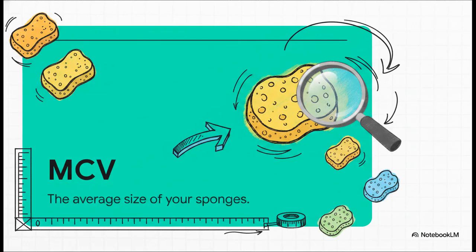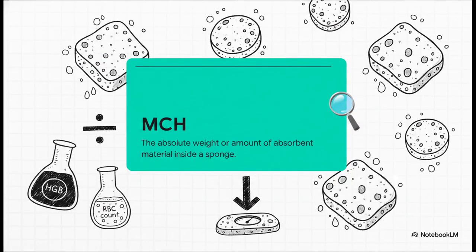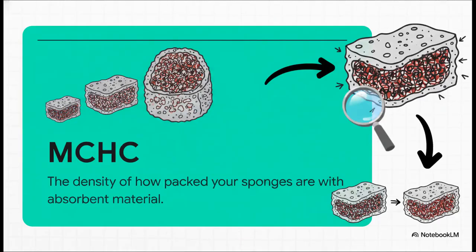Let's break down the physical traits of these sponges, starting with mean corpuscular volume, or MCV. This simply tells you the average size of your sponges. That's it, just the size. Next up, we have mean corpuscular hemoglobin, or MCH. This is the absolute weight, or amount of absorbent material, inside a single average sponge. And finally, mean corpuscular hemoglobin concentration, or MCHC. This represents the density of how packed your sponges are with absorbent material.